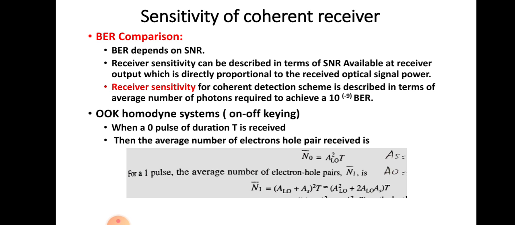When a 0 pulse of duration t is received, the average number of electron hole pairs received can be obtained by the relation n0 bar equal to ALO square into t, where ALO is the local oscillator amplitude and t is the duration of the pulse. For a 1 pulse, the average number of electron hole pairs can be represented as n1 bar.